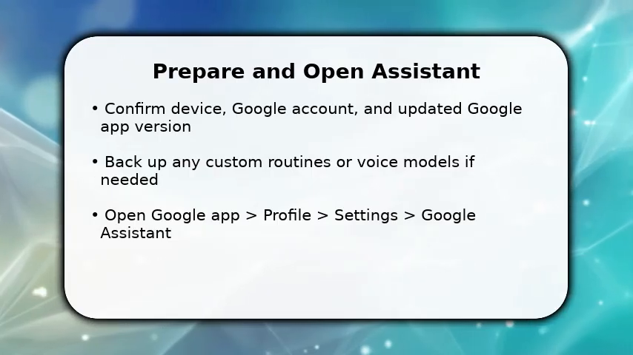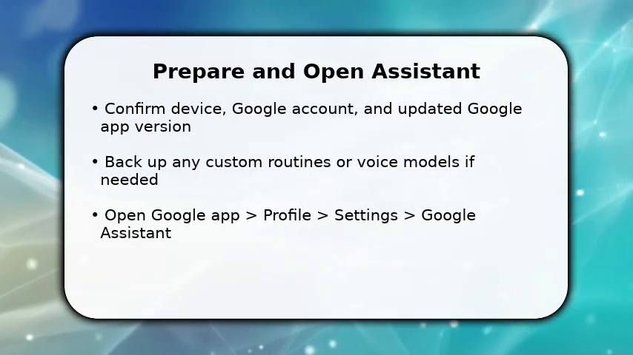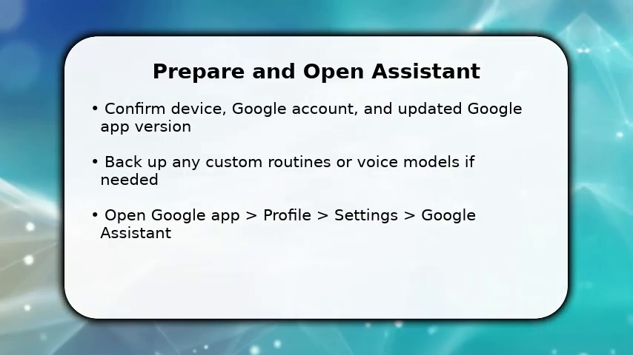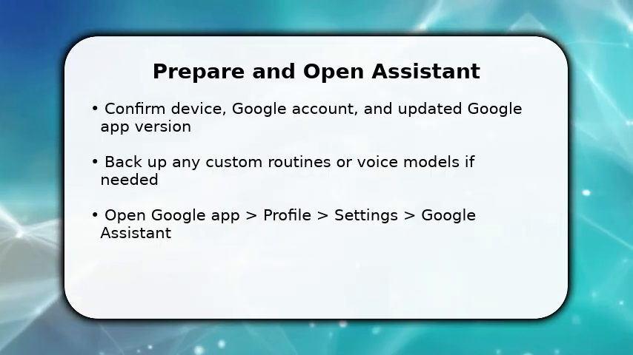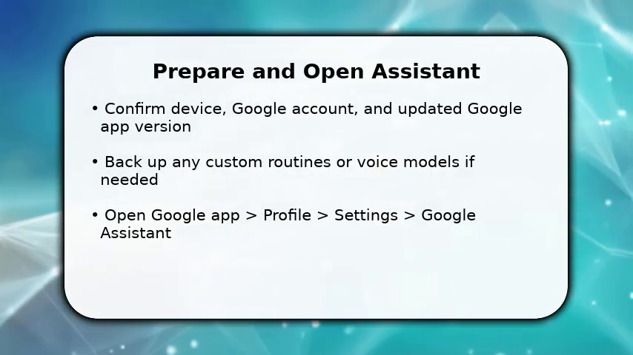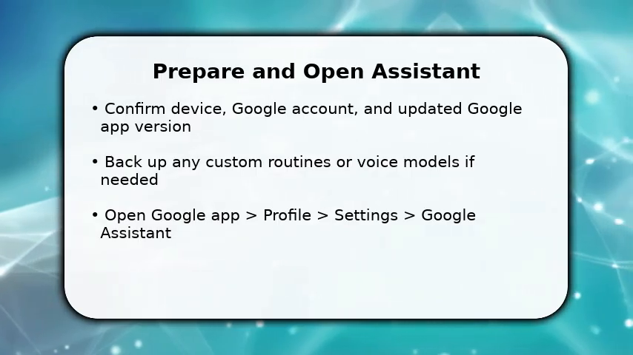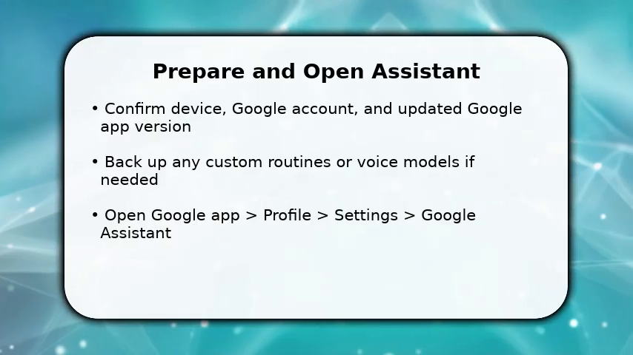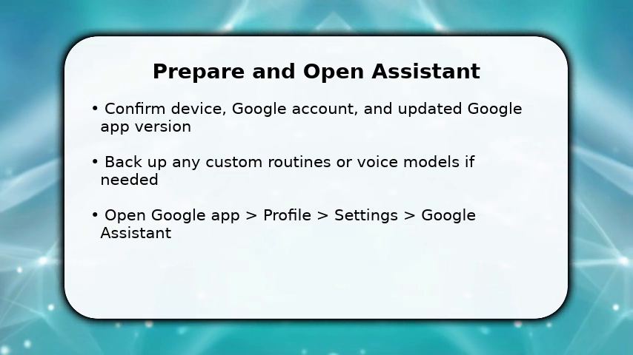You start by making sure you have the right device and the Google app logged into the account that owns Assistant. Once done, back up any routines or voice models you want to keep because Reset clears personalized data. Next, open the Google app, tap your profile icon, then choose Settings and Google Assistant. You're now in the Control Hub where the Reset option's live, so proceed without delay to the relevant devices or account controls to continue the reset process.